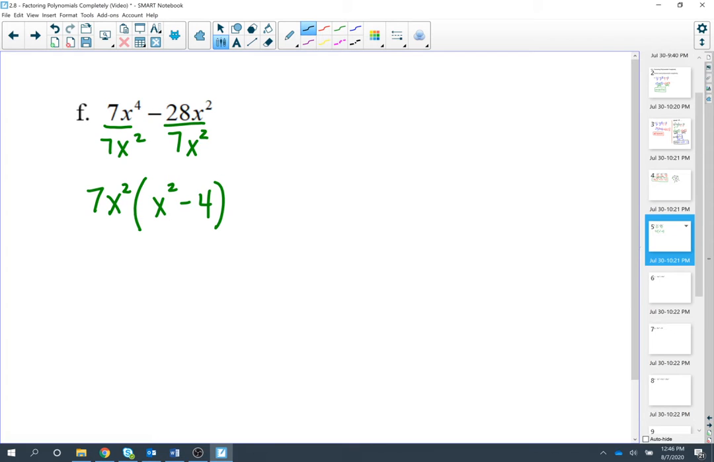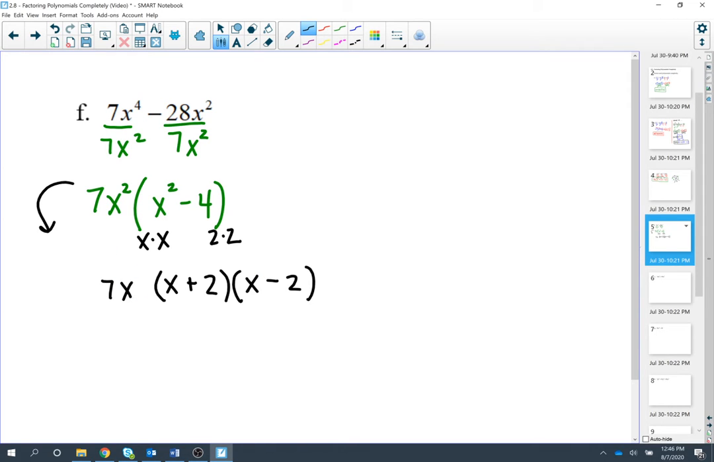I can go further. That's a binomial, so I'm looking for one of my special cases. X squared is x times x, 4 is 2 times 2, and it's subtraction. That's difference of squares. So x, 2, 2, one's a plus, one's a minus, and then don't forget to bring down your 7x squared, and you're done.